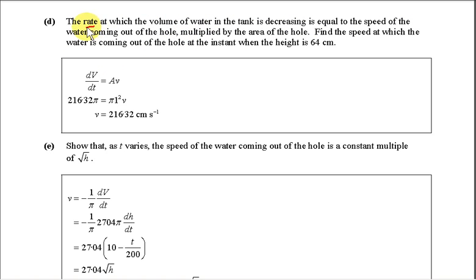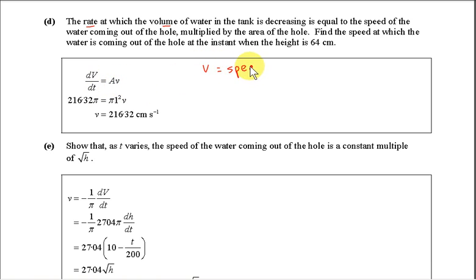Okay, so we're interested in the rate at which the volume is decreasing. If we're talking about the rate at which a quantity is changing, we're talking about the derivative of the quantity with respect to time. Again, time isn't mentioned here, but it's implicit in this. So the rate at which the volume is changing is dV/dt. Change in volume divided by the change in time, or the derivative of V with respect to time. And it's equal to the speed of the water. Now the small v stands for speed here.